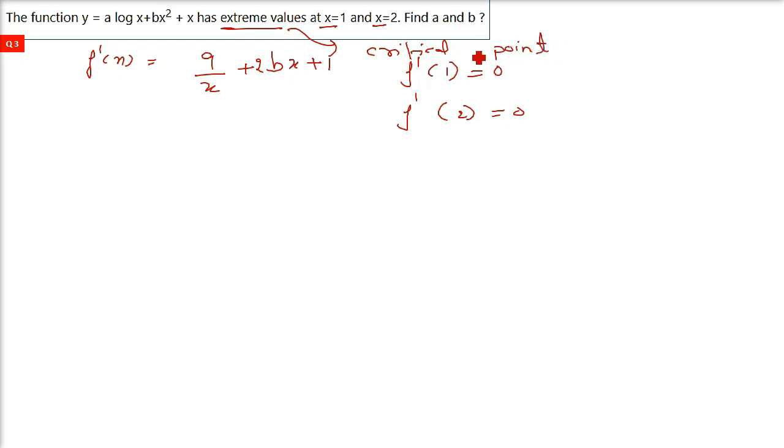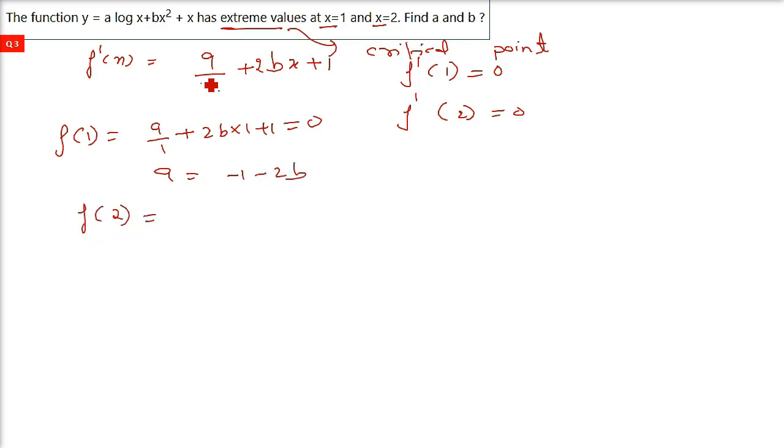How? Critical points are already known to us. Extreme values, critical points already known to us. x equals 1, x equals 2. So now just take x as 1. This is a by 1 plus 2b into 1 plus 1 equals 0. From here we'll get an expression a plus 2b plus 1. So I'm taking this -2b and -1 on the right.